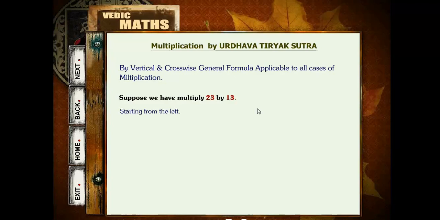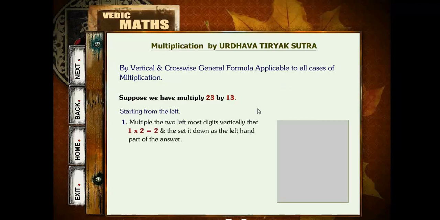Starting from the left, first of all, multiply the two leftmost digits vertically, that is 1 into 2, which gives us 2, and then set it down as the left hand part of the answer.